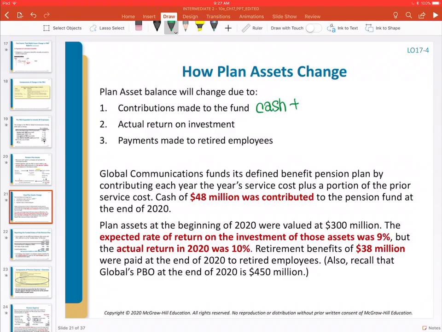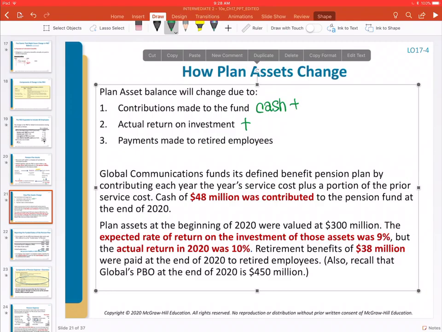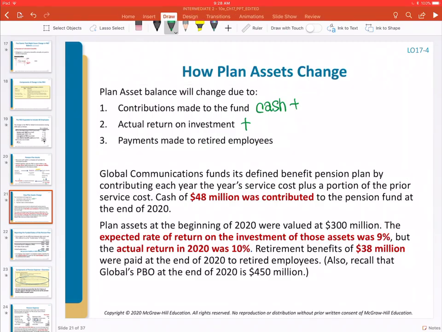The actual return that we see on the plan asset fund. So again, these funds are not being shoved under a mattress. They're being put into a set of investments. And so the return that we receive on those funds, again, is going to increase the balance of our plan asset fund. Because over time, just like any other investment that we talk about, as you earn a return, it increases the overall value of that investment, of that fund.